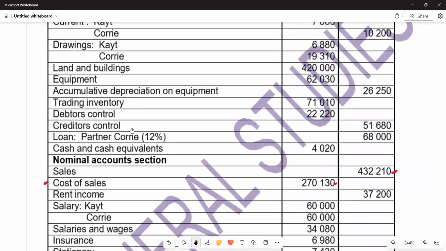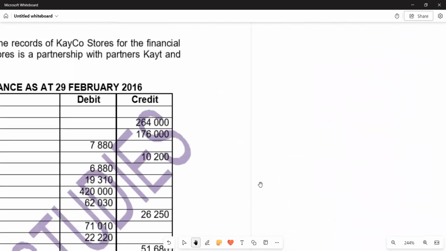So before you enter 270,130 as the cost of sales, you go through additional information again, to try to find out if there's anything that is affecting the cost of sales. But in this question, we don't have anything that is affecting our cost of sales. So we are taking the figure that we are given here as it is, which is 270,130. So we come here.